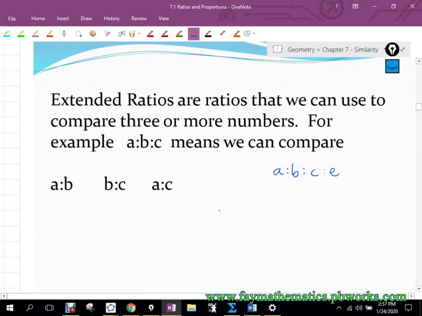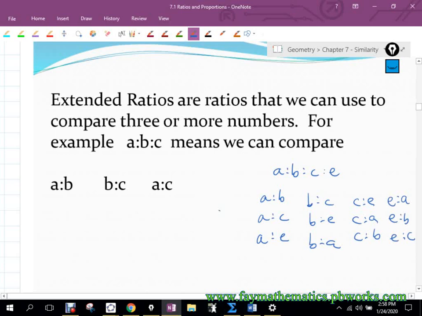If I did something like this, I can go A compared to B, but A can also be compared to C. A can also be compared to E. Does that make sense, everybody? When I go B compared to C, B can go to C, but B can go to E, and B can also go to A. And the next one will be C goes to E, C goes to A, C can go to B. And the last one would be that E can be compared to A, E to B, E to C. And I end up with a total of 12 different ratios when I compare 4 things. Does that make sense? And that just gets messy.